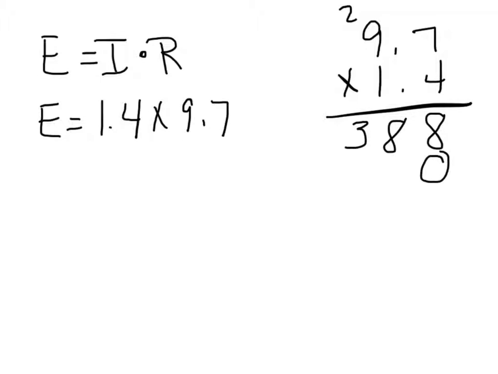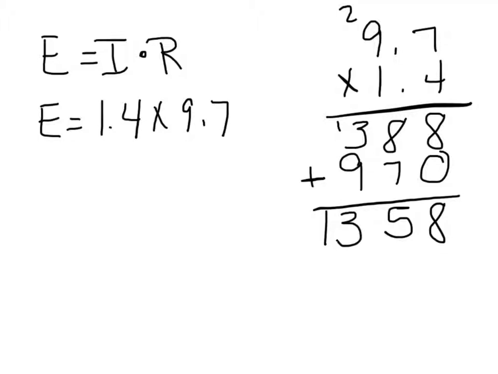Drop a 0 to hold the place when I move over one spot. 1 times 7 is 7, and 1 times 9 is 9. Now I'm going to add those two products together. 8, 15, carry a 1, 13. Now I'll place my decimal. I have 2 spots behind the decimal, so I'm going to come over 2 spots and put my decimal. Don't forget to add your units. We were looking for E or volts, so I have 13.58 volts.